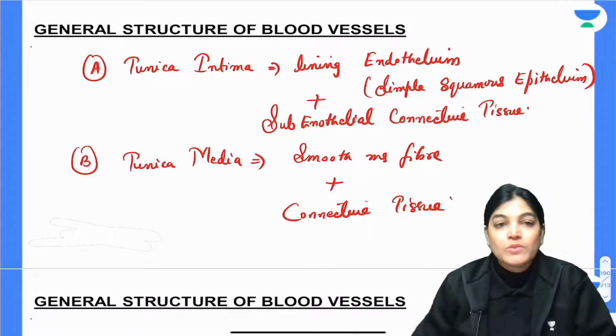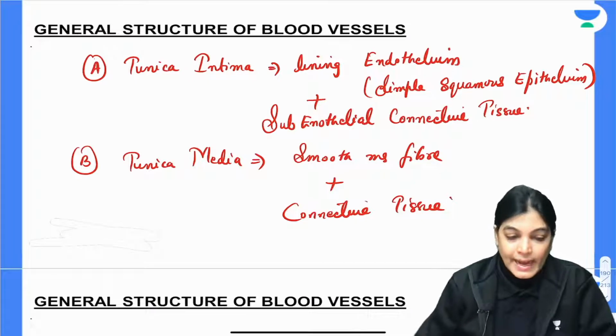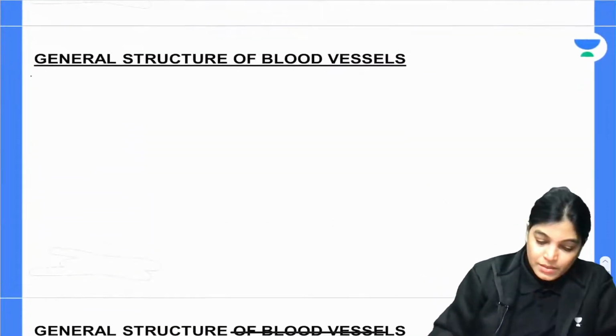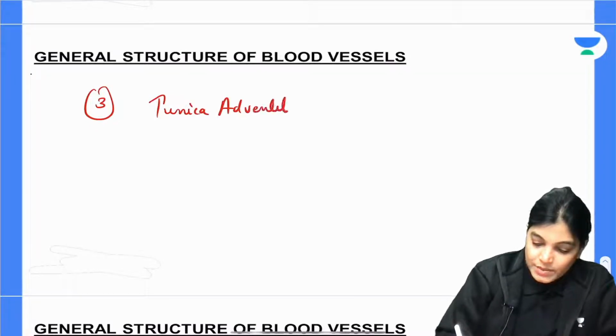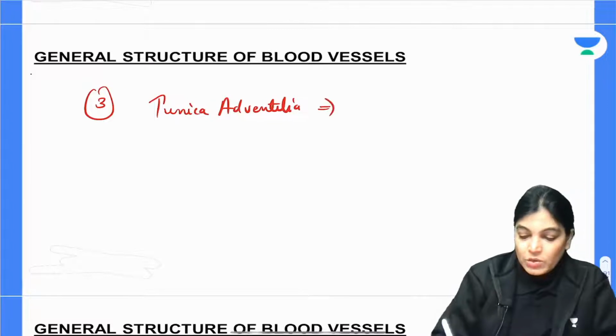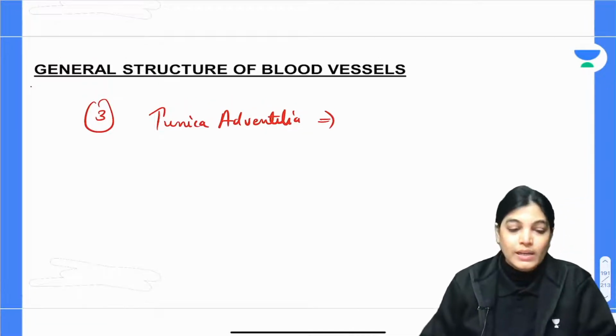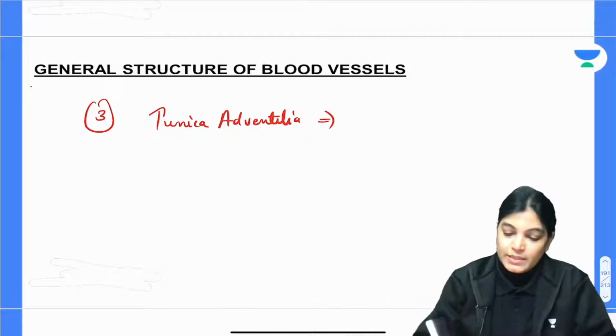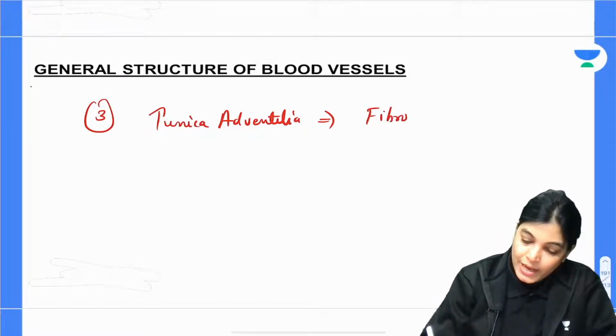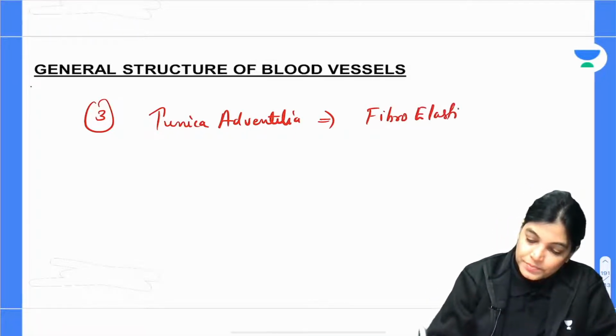And what is the outermost layer? The outermost layer is tunica adventitia. The third layer is the tunica adventitia, which is also called the external layer because it lies in the outermost wall layer. It is mainly composed of fibroelastic connective tissue.